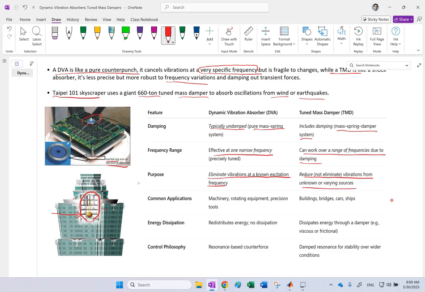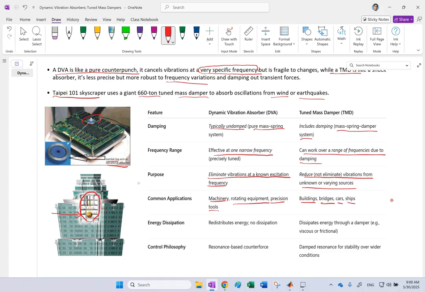The applications of DVAs, you can see them in precision tools, in rotating equipment, and in machinery. TMDs are used more inclusively, like in buildings, as I said, under bridges, like in the Millennium London Bridge. You have this guy as well. In cars, in engine mounts, you can see that in ships and so on, right?